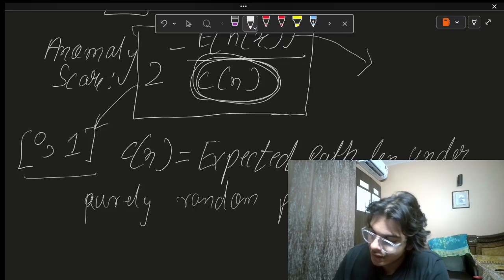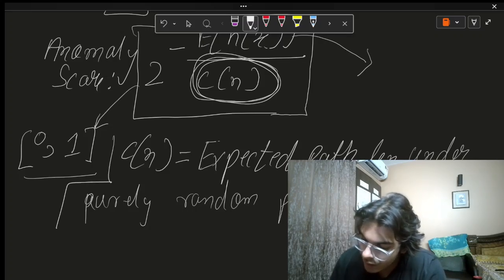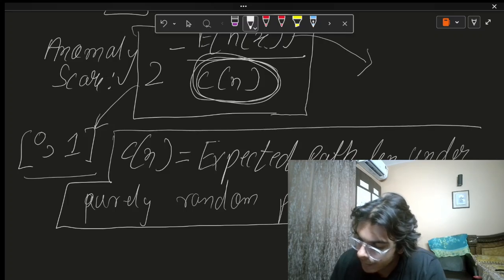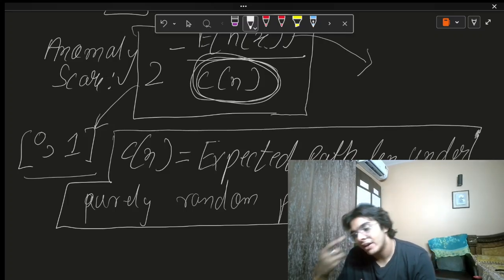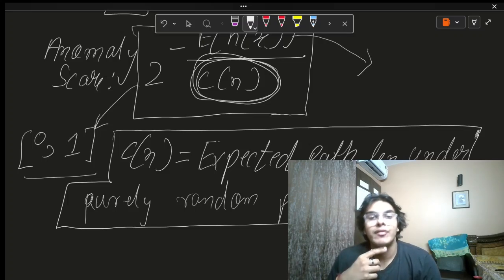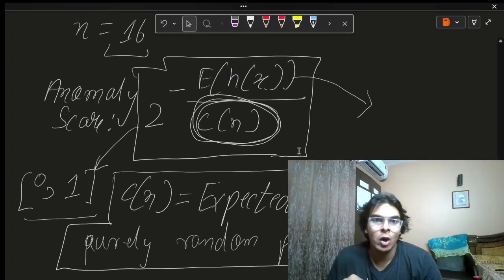C(n) is basically saying that I am the average path length when the splits and partitions we are creating are completely and purely random. In that case, whenever we make the splits and achieve a path length C of n, I am that value. And if you want to calculate whether or not your point is an anomaly, you have to use me. That is how it happens.